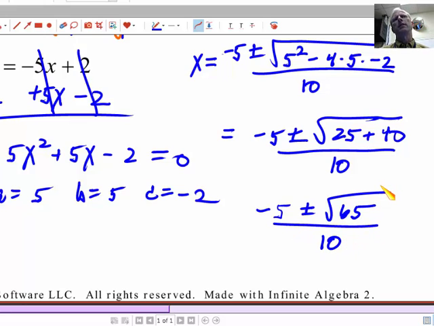And that's -5 plus or minus the square root of 65 over 10. And let's see, 65 is 5 times 13. There are no perfect squares in 65. So that means I'm finished and I got my solution. Can't go any farther.